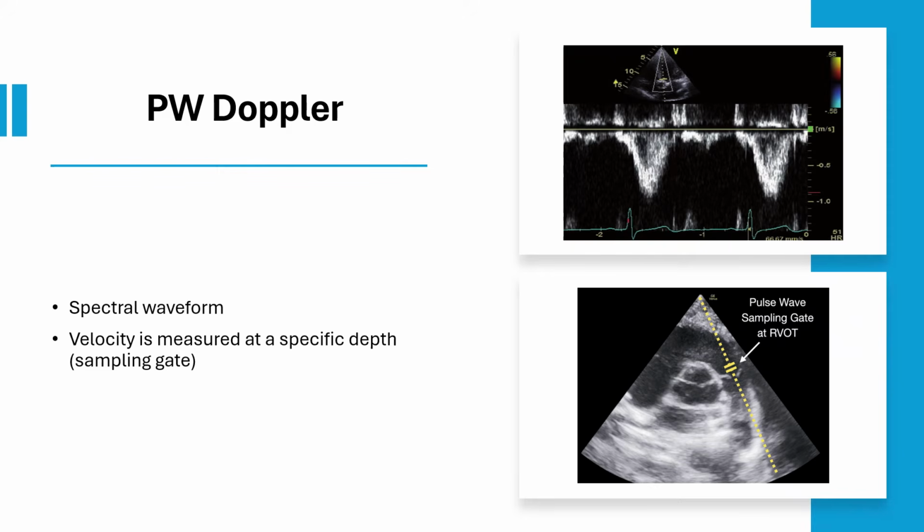So let's keep talking about the pulse wave Doppler. On the top right of the screen, you see a typical spectral waveform of the pulse wave Doppler. Again, you use a specific gate at which you want to measure the velocity change, typically placed at the area of interest. It is also known as a sampling gate. Please pause the video if you need more time to review this slide.